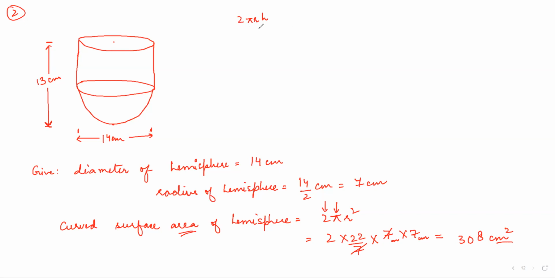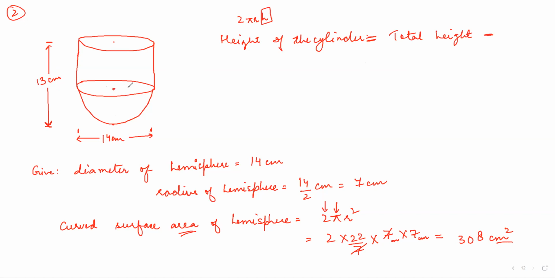Yes. Now here you require h. So first of all, you have to find the height of the cylinder. So how will you find it? The total height of the vessel is 13 centimeter, right? So total height minus, so what will you minus? You need the height of this hemisphere. Now what is the height of the hemisphere?